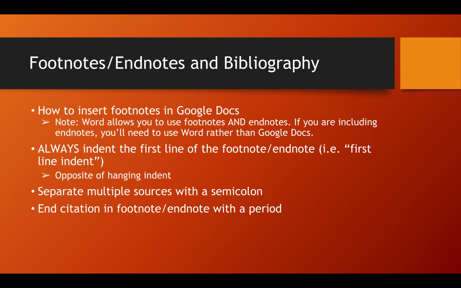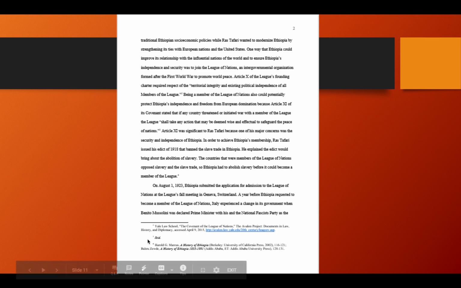Always indent the first line of the footnote or endnote. So it is a first line indent, kind of like what you would do if you were starting a new paragraph. It's not a hanging indent like you would use in MLA or APA. Similar to if you were starting a new paragraph, the first line of that paragraph is indented. That's basically what it would look like when you do a footnote. So if we go back here, you'll notice down here at the bottom that this footnote is indented on the first line, but not on the second line, kind of like a paragraph.